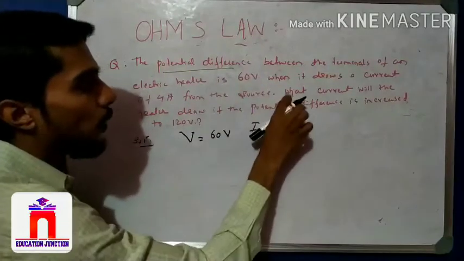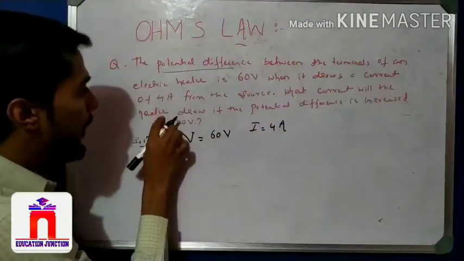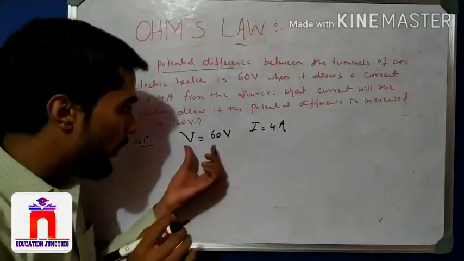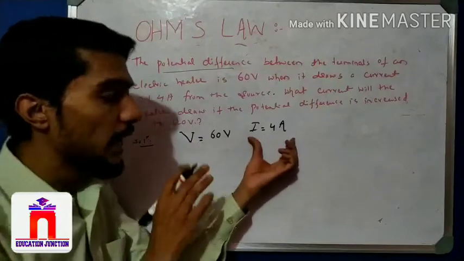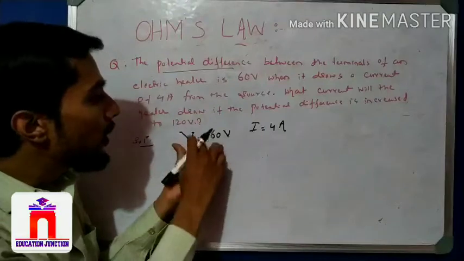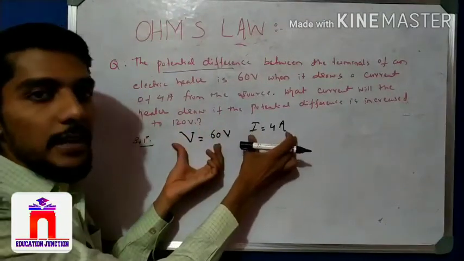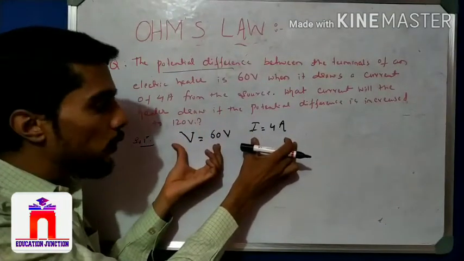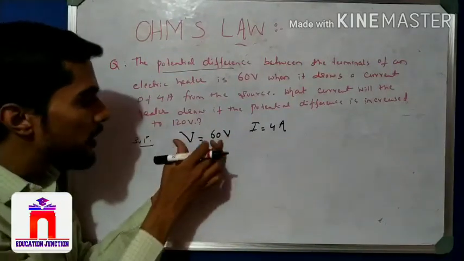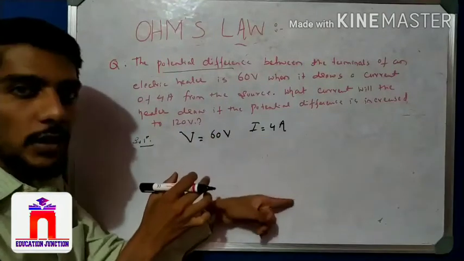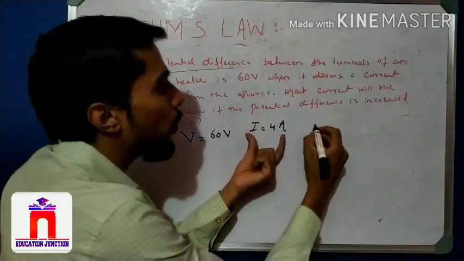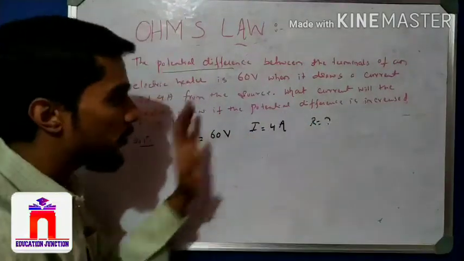Now from this source, there are two cases here. The question is repeated again: what current will the heater draw if the potential difference is 120? See here, when we apply 6 volt, we get the current, that is, 4 ampere. Now the question is asking, if we double the voltage, what is the current? We know that when voltage increases, current increases. When voltage goes from 60 to 120, the current also increases. But how much, we have to calculate. So here V is given, I is given. What about R? R is unknown. So first find R here.